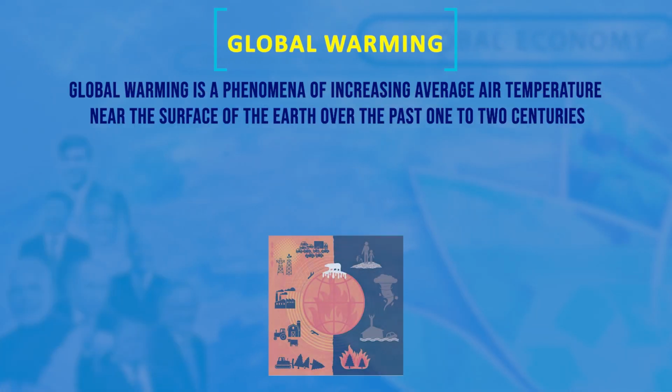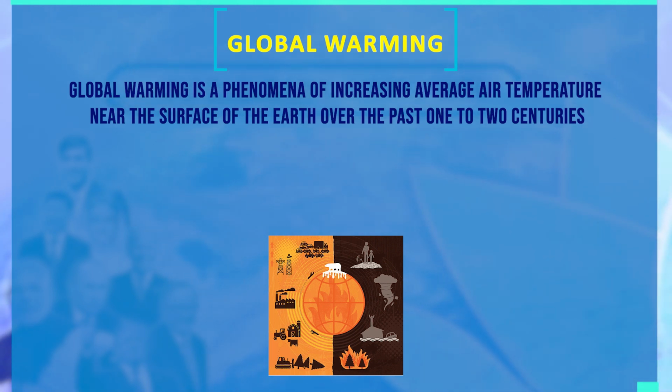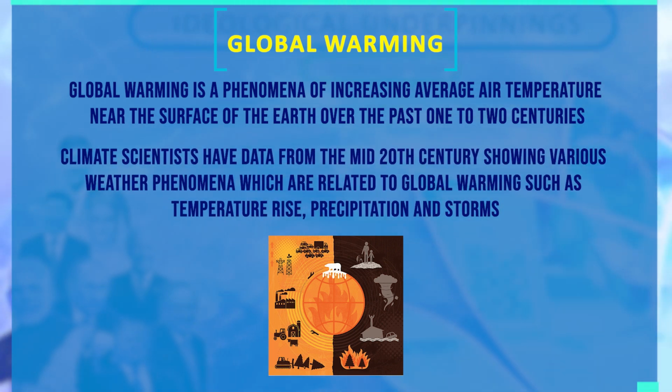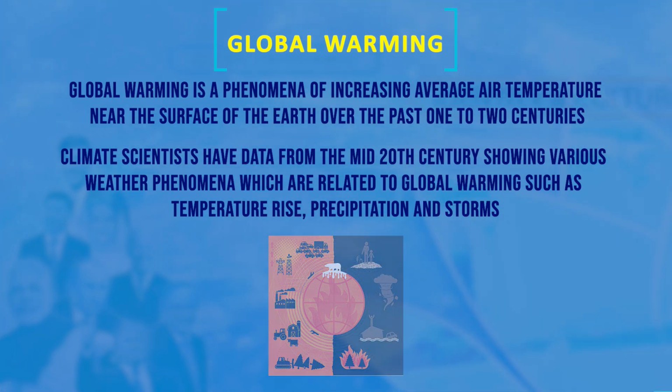Global warming is the phenomenon of increasing average air temperature near the surface of the earth over the past one to two centuries. Climate scientists have data from the mid-20th century showing various weather phenomena related to global warming, such as temperature rise, precipitation, and storms. These data indicate that the earth's climate has changed very rapidly over the most conceivable time scale since the beginning of geological time.